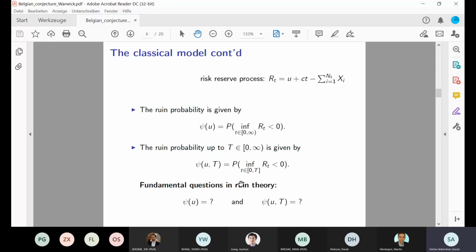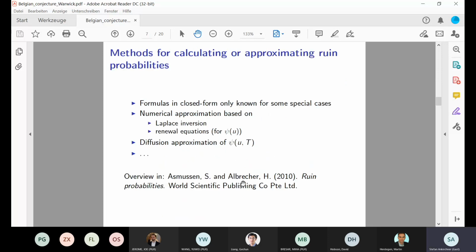And surprisingly, there are closed form formulas only for few, special cases. In general, one needs to fall back on numerical methods for approximating these probabilities. There is a whole bunch of methods that have been used for approximating these probabilities. I mean, there are whole books just on approximation methods for these ruin probabilities.